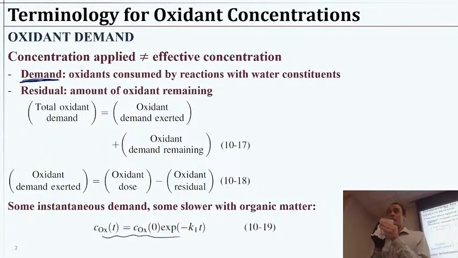You put some oxidants in there, it kind of gets used. So what we're talking about when we're talking about this demand that it's exerted, it is used, but it's not used for the purpose we want. It is demanded by the stuff that we don't care about. If we think about using, let's say, chlorine to disinfect some bacteria, it's not going to take many chlorine molecules away to kill the few bacteria that are in the water.